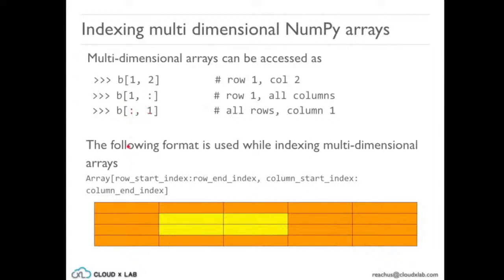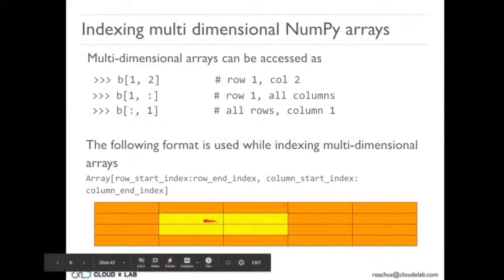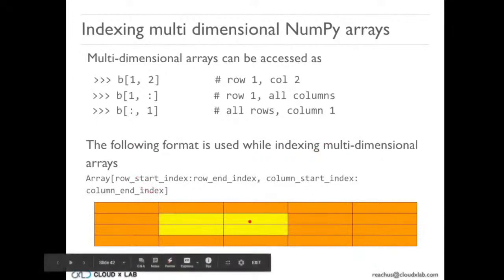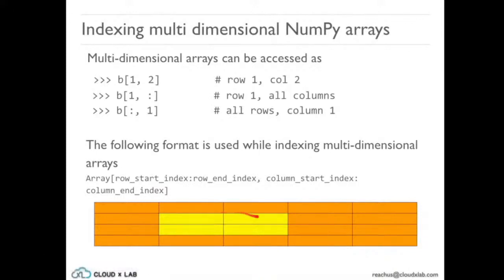And the other method is, if you want to create a more complex index, you can also have something like this, where you have the starting row index, ending row index, starting column index, and ending column index. You can do the same thing.